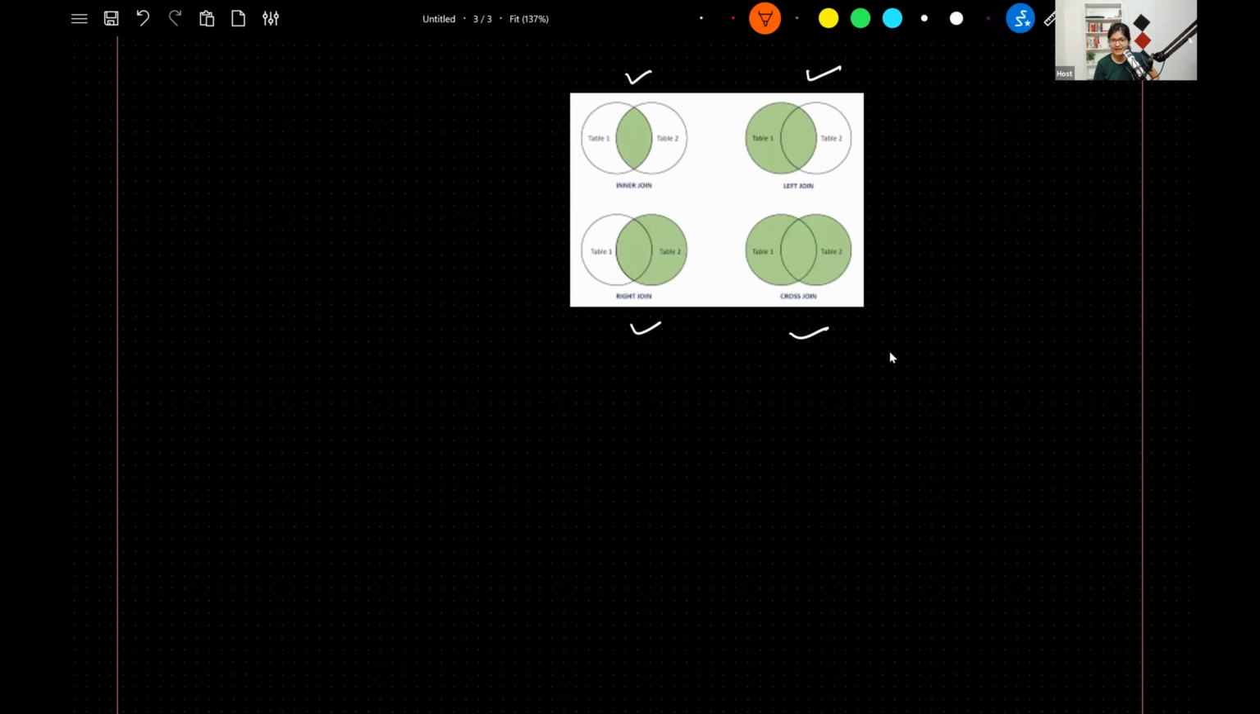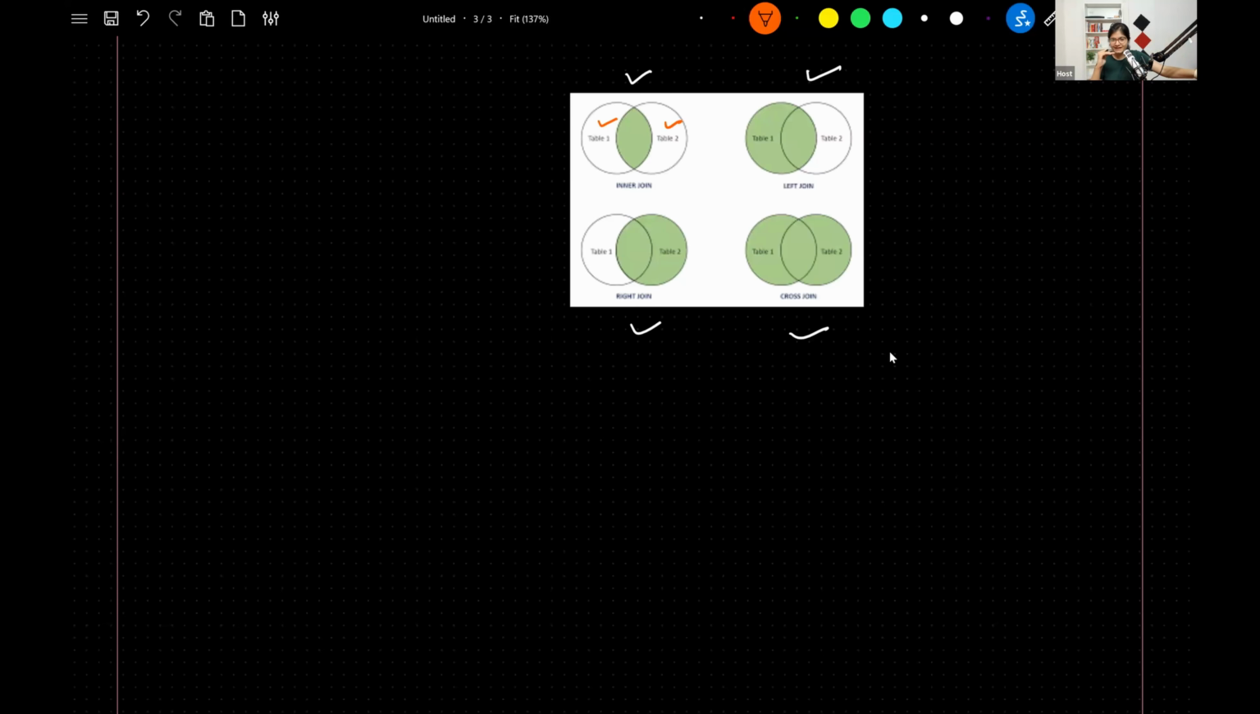So let's say you will be having two tables, table 1 and table 2, and you are focusing on finding the intersection between table 1 and table 2, right? Your major focus is to find the intersection between table 1 and table 2. You are looking forward to the common values only. What is the meaning of intersection?